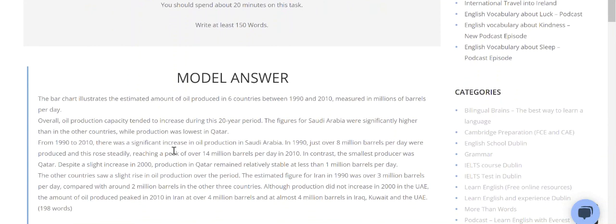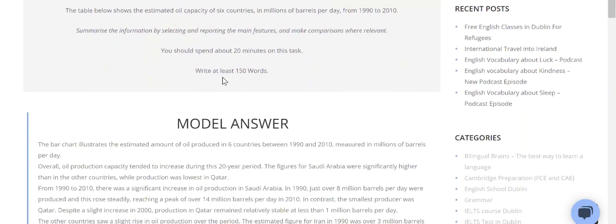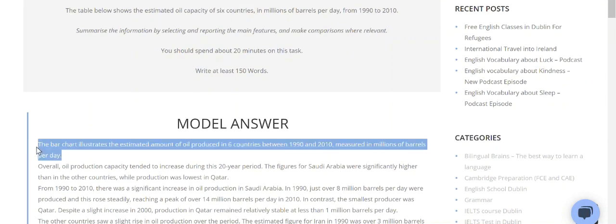Now let's see a model answer. The bar chart illustrates the estimated amount of oil produced in 6 countries between 1990 and 2010, measured in millions of barrels per day. This first line is still illustrating the question. So the first line is nothing but the whole question.